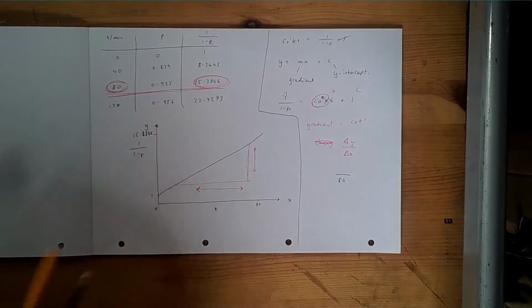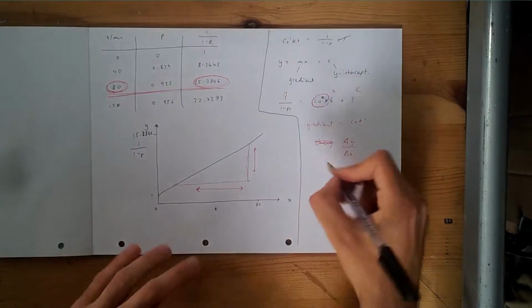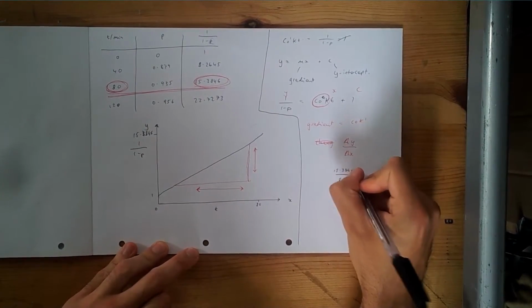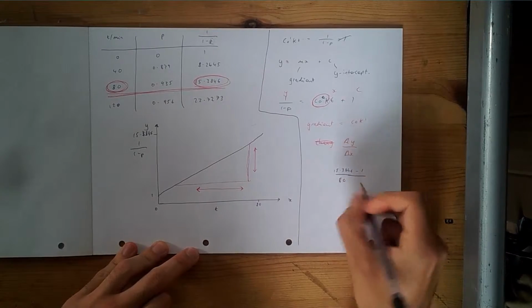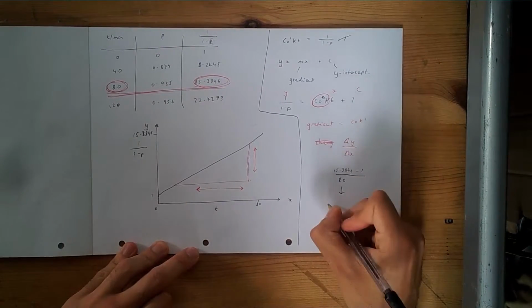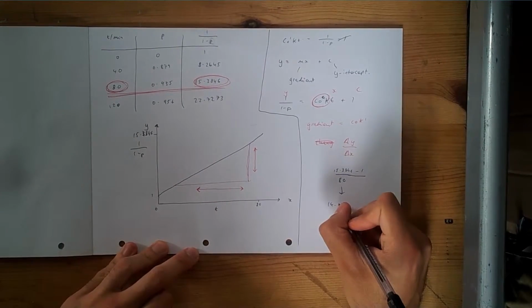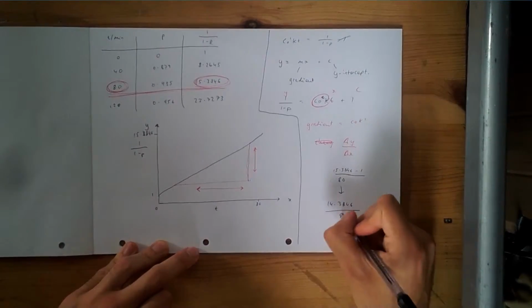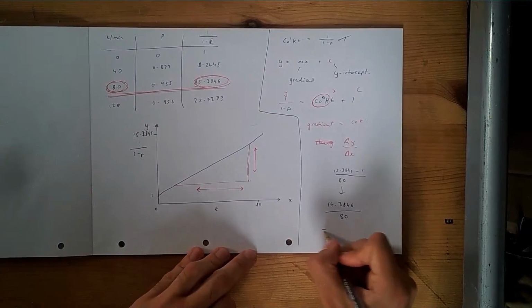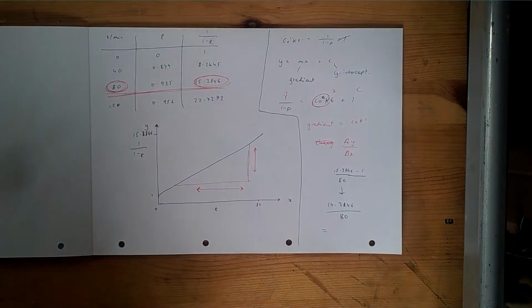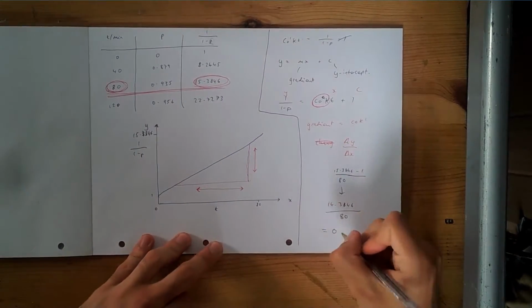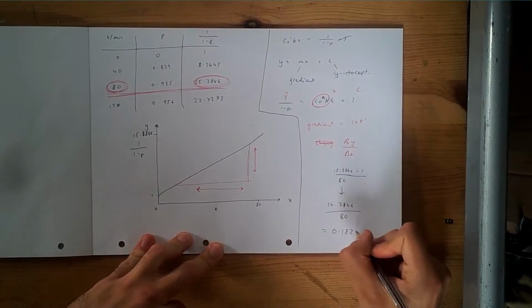Therefore we have that 15.3846 minus 1, so 14.3846 divided by 80, which gives our gradient equal to 0.1823.